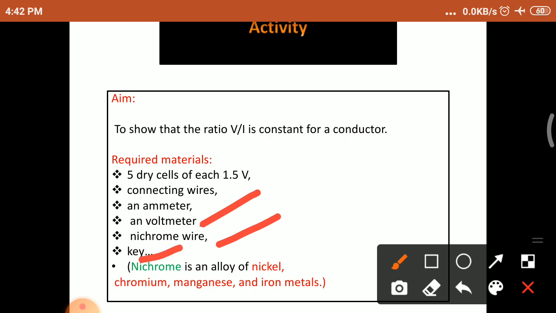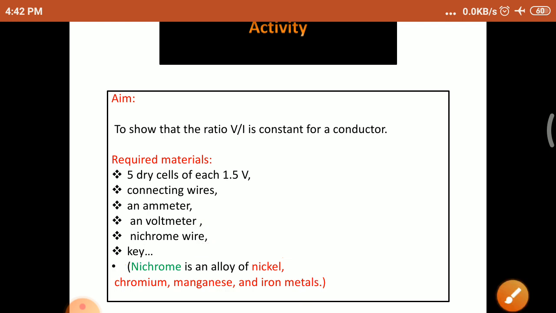The nichrome is nothing but an alloy of nickel, chromium, manganese and iron metals. This is a very important question. What is nichrome? The nichrome is an alloy of nickel, chromium, manganese and iron metals. Do you understand the aim of this activity? We are going to show that V by I is constant for a conductor. For this activity, we have to take 5 tri cells of each 1.5 volt, connecting wires, ammeter, voltmeter, key and nichrome wire.